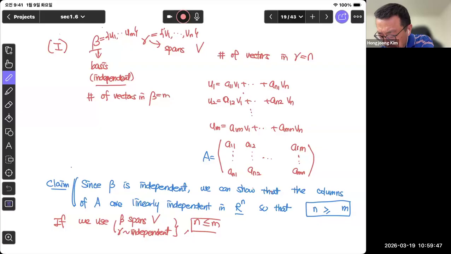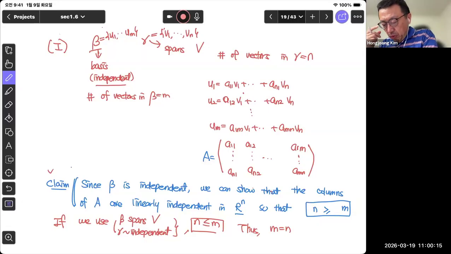So by combining these two, we can show that m and n are the same. So anyway, based on what you learned so far, you should be able to prove this claim, or at least you can check this claim.